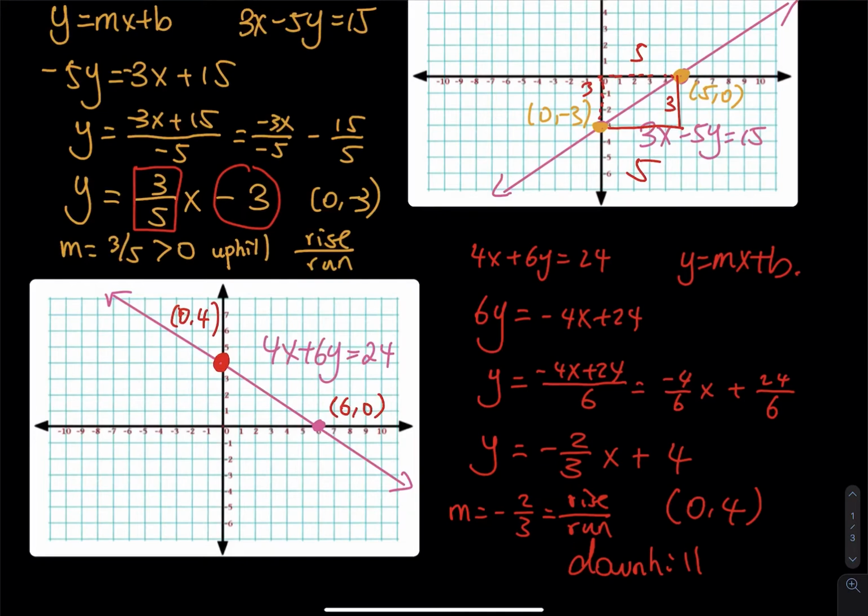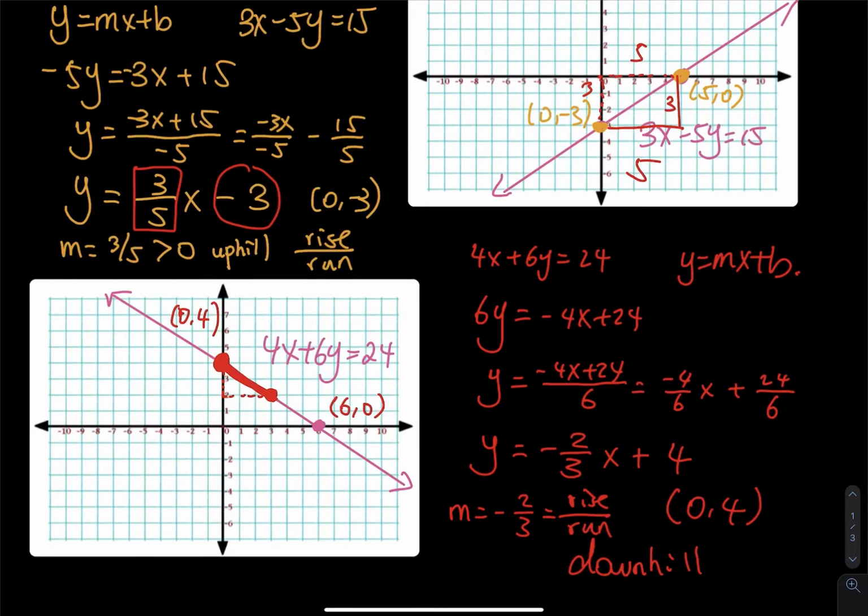You go 2 units down, 1, 2, and then 3 units left, so that you reach the next reference point. So this is my next reference point, and then you connect these two lines, extend them, draw one arrow on the left side, one arrow on the right side, then you will get the graph of this linear equation.